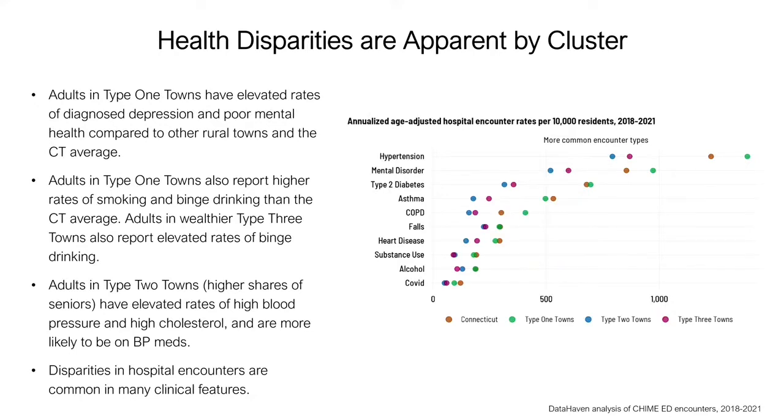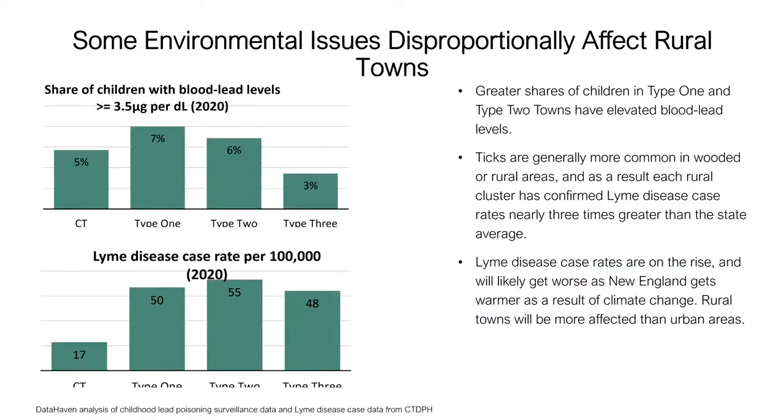So when we look at the health outcomes of these communities, we know that type 1 towns have adults who have elevated rates of diagnosed depression, poor mental health. They also report more binge drinking and smoking, and they have much higher ER encounter rates than the other rural towns or the state as a whole.